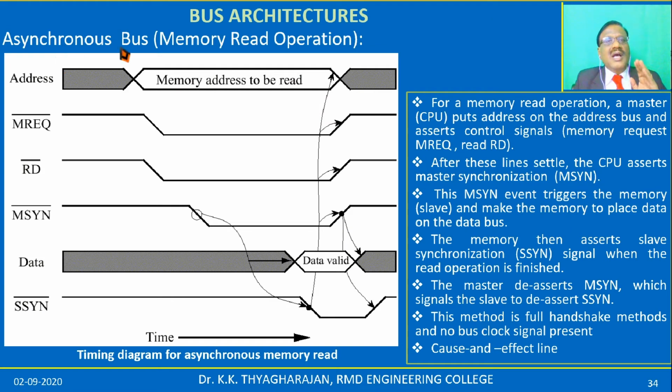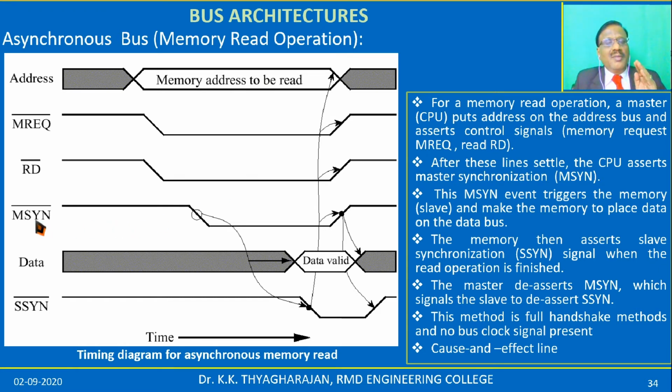Then the next one is the asynchronous bus. It is also for a read operation. In an asynchronous bus, first the CPU, that is the microprocessor, will place the address on the address bus like this. Then it will assert the memory request like this. It will assert, meaning it will make it active. It will assert this signal low. So the memory will get this signal. Then the read signal is also used. So the memory will understand that it is a read operation.